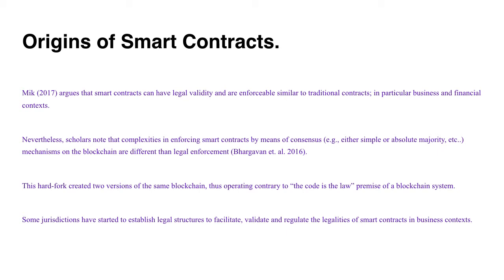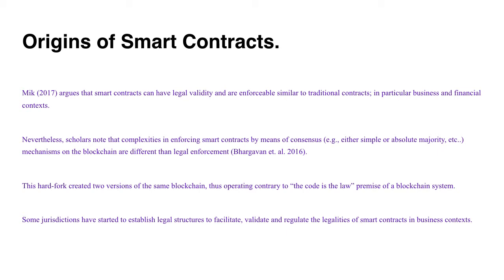simple majority or absolute majority mechanisms, on the blockchain, which are much different than legal enforcement, because here you don't basically follow the rule book, but you tend to vote, or you basically say yes or no, and you have this consensus mechanism where 51% of the network is enough. But is 51% good enough to decide the law? It need not necessarily be, right?